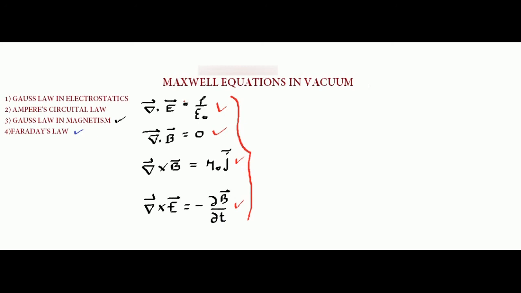But Maxwell made a slight modification to Ampere's circuital law. Maxwell found that this law is not completely correct. He found a discrepancy, and to show what the problem is, Maxwell gave us a very beautiful experiment. In the next lecture we'll see what problem this particular equation has.